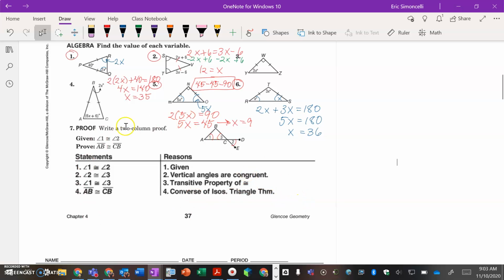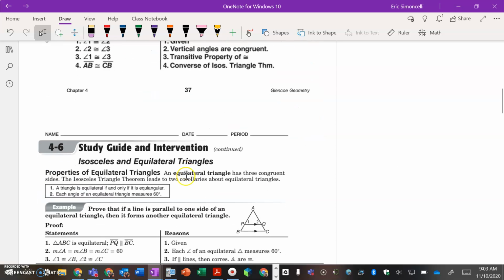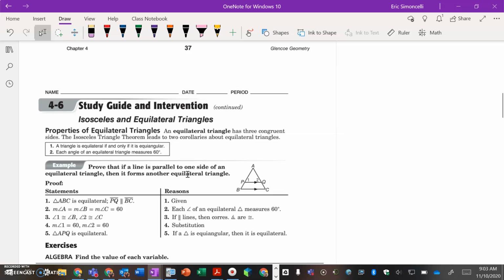Pretty nice little proof, not too labor intensive, but it does still get to the point of what we're trying to get through for today. Let's move on to the next page. I'd like to get through at least the example on this next page.